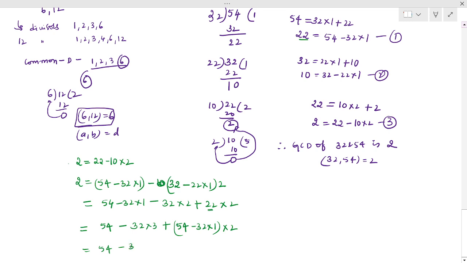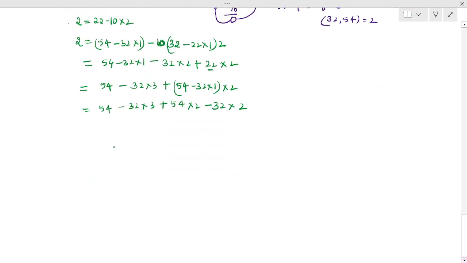54 minus 32 into 3, 54 into 2 minus 32 into 1 into 2 is 2. Okay, fine. 54 means 54 into 1, at least it is multiplied by 1. So 54 into 1 plus 54 into 2 becomes 54 into 3, minus 32 into 3, 32 into 2 is 32 into 5.